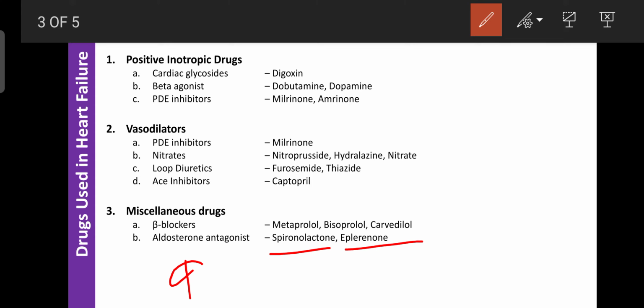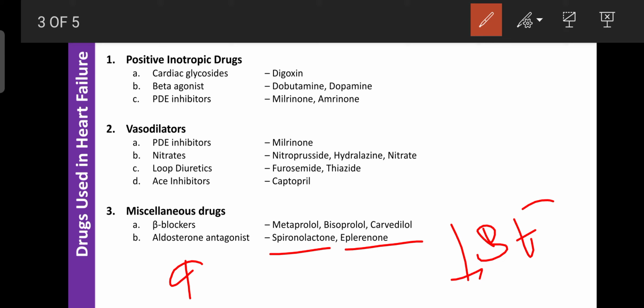These antagonize the activity of aldosterone on the nephron. Due to that, they decrease the body fluid, or blood fluid. Due to decreased blood fluid, the preload on the heart decreases. As the load decreases, the heart can relax and start to work properly. Like that, spironolactone and eplerenone are used in the treatment of congestive heart failure.